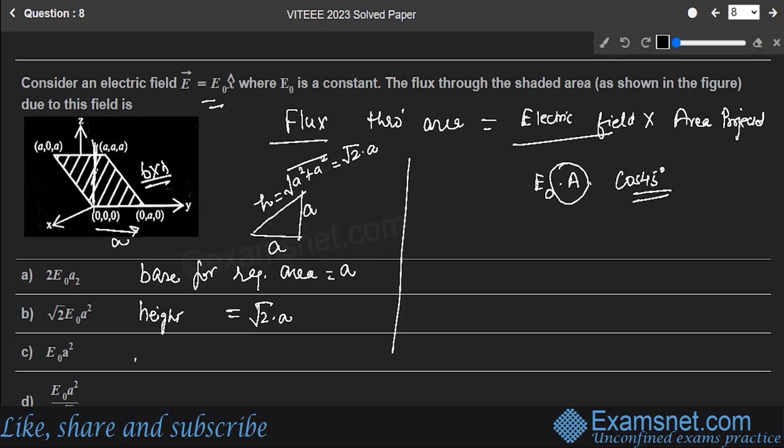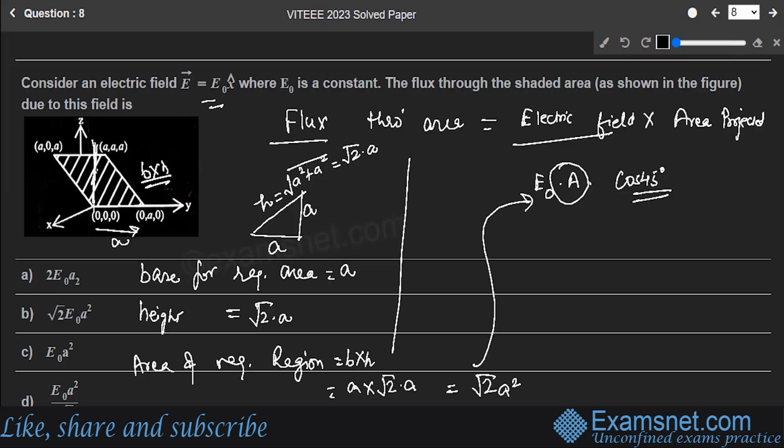This is the area of the required region: base into height, that is A into root 2 into A, which is equal to root 2 A square.